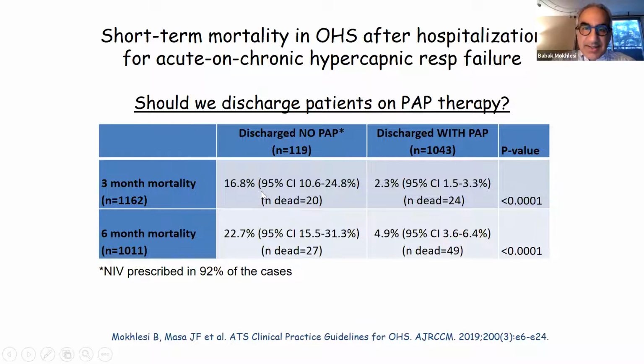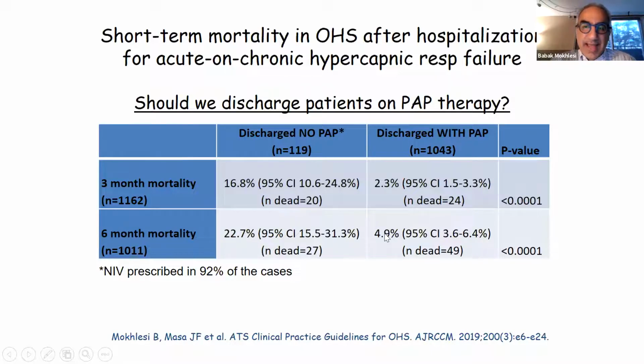And you can see that this is a total of around 1,200 patients or less. The great majority were discharged on some form of PAP therapy. 92% of them were NIV. A small percentage, like 10%, were discharged on no PAP. And you can see the mortality rates at 3 months is substantially different between the two groups, and at 6 months, it's still different between the two groups.